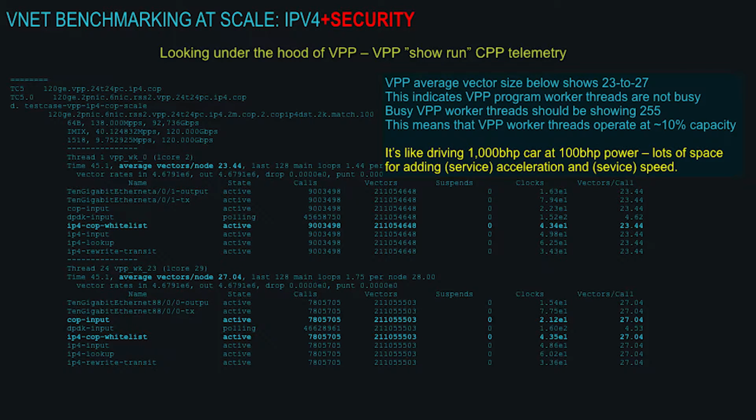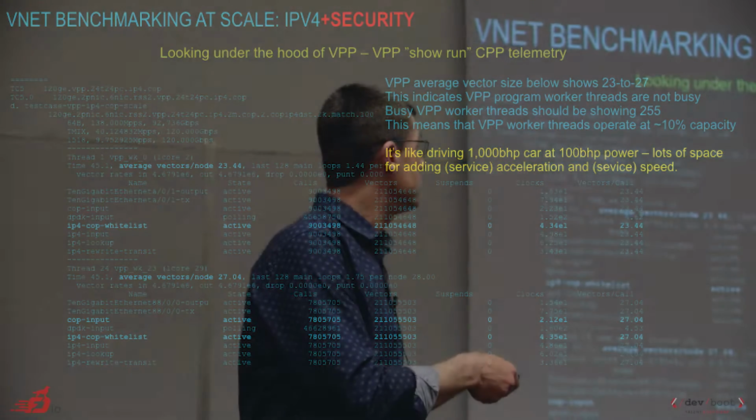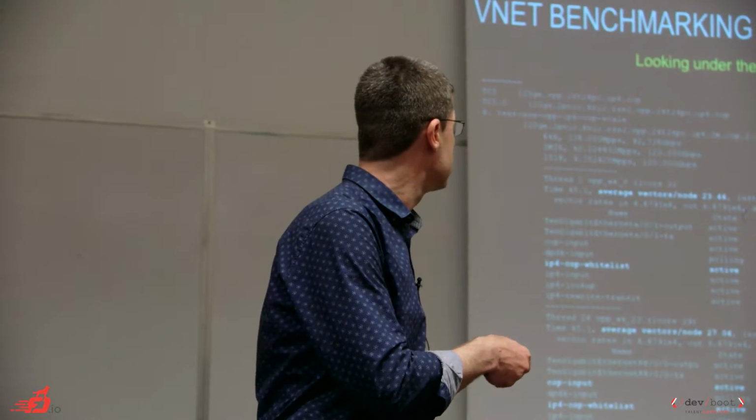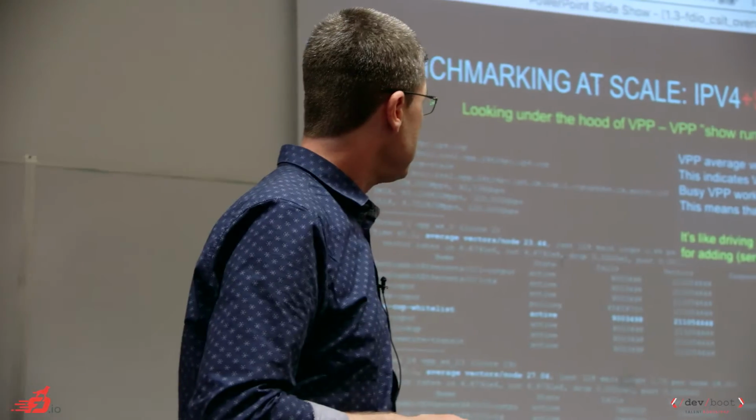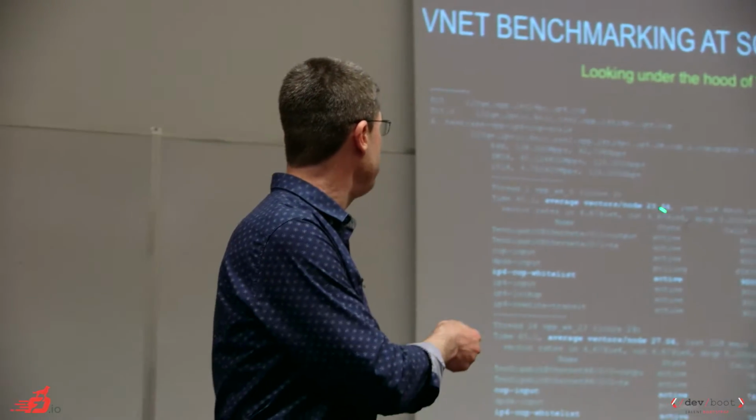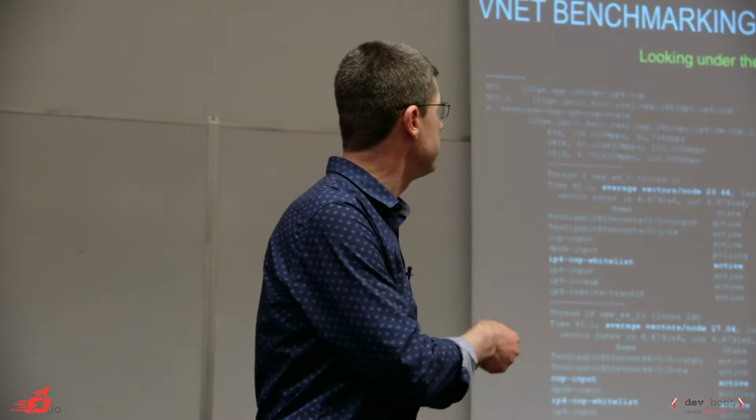And what I wanted to show you here is looking under the hood at how much the features cost. And I don't know how readable this is, but basically VPP provides us with telemetry on a per node basis on how many clocks per packet are actually being utilized. So here you can see 43 clocks per the IPCOP whitelist. And it's also showing that the VPP vector size is about 23 to 27.